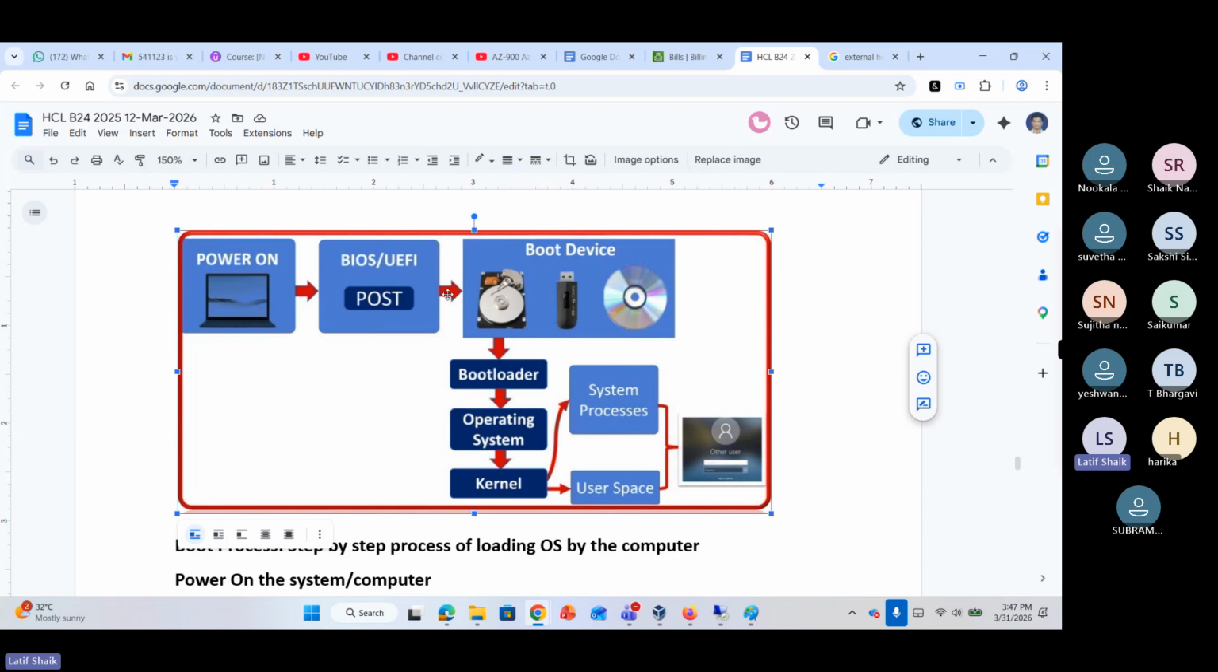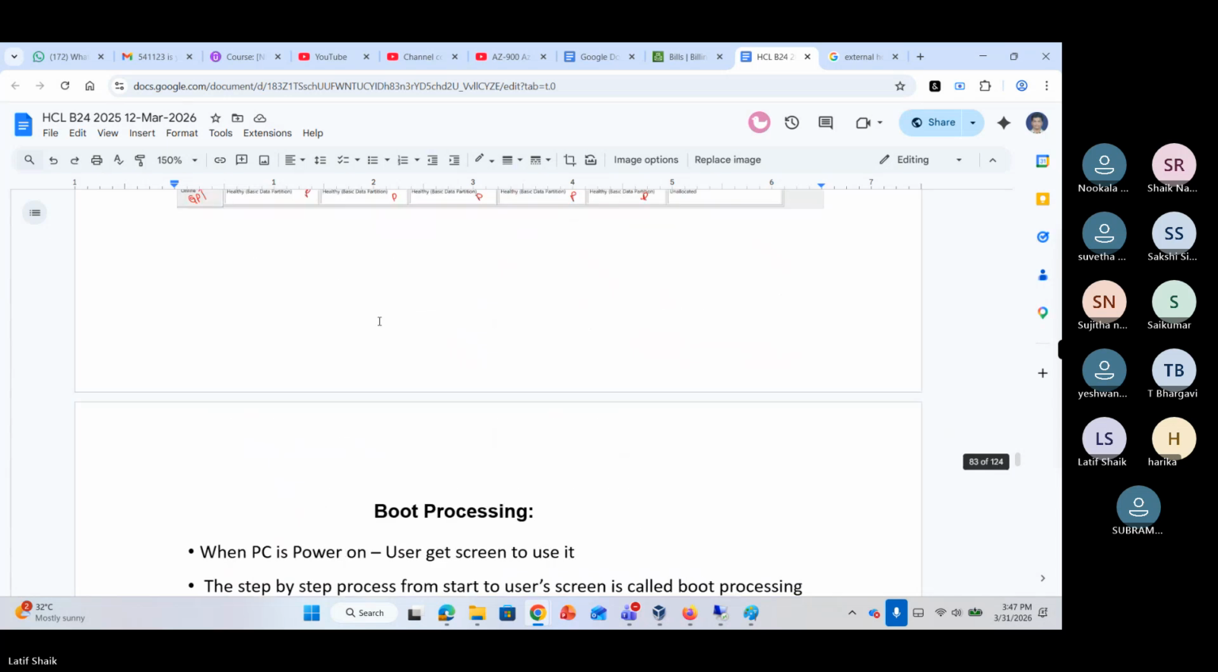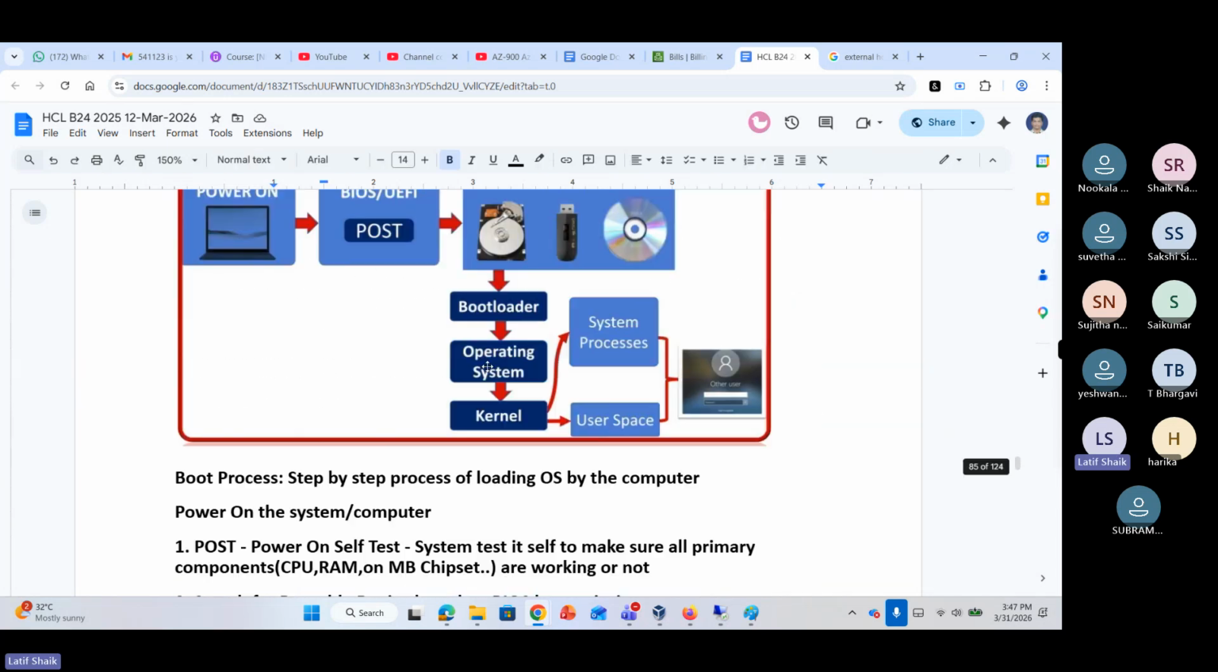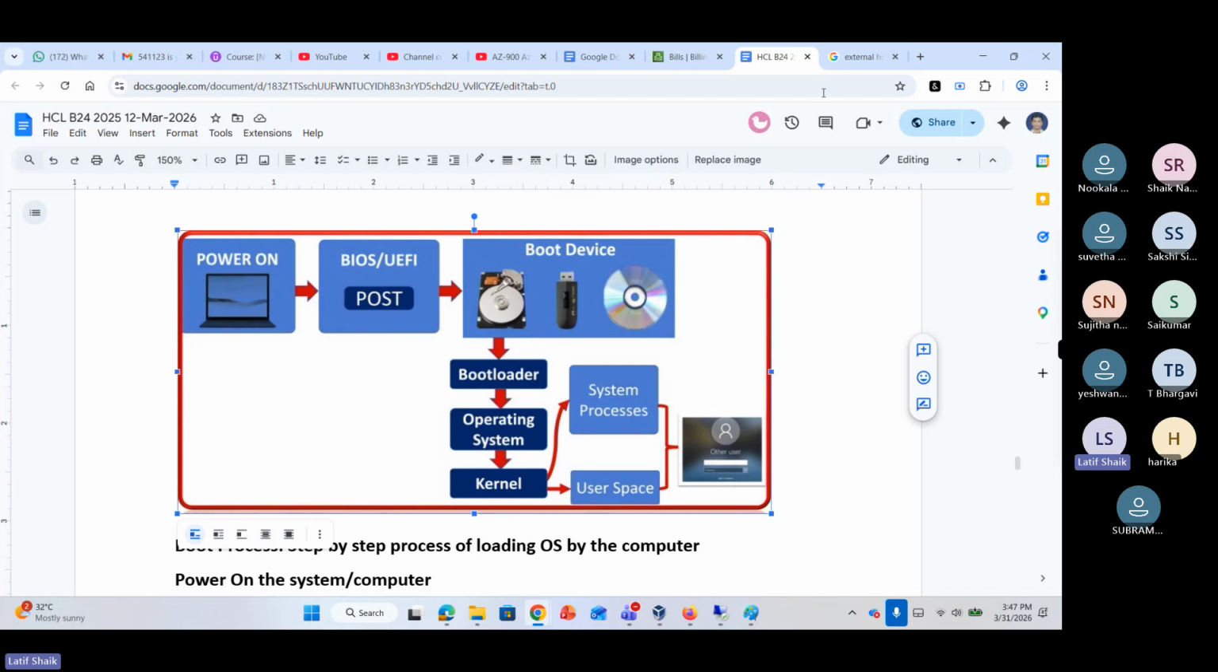So once the OS is loaded, the system process is started. User space means login space. Once you log in, you are able to see all your files and your applications run. This is the boot process. Practice it compulsorily, guys, because it's one of the most common questions in interviews.